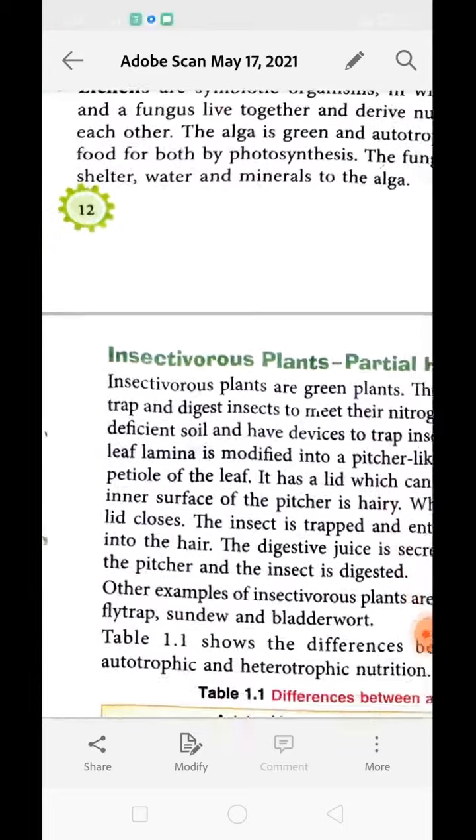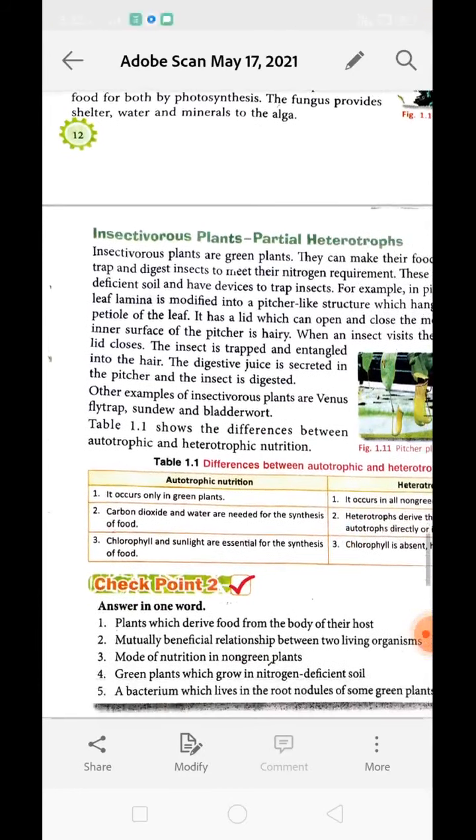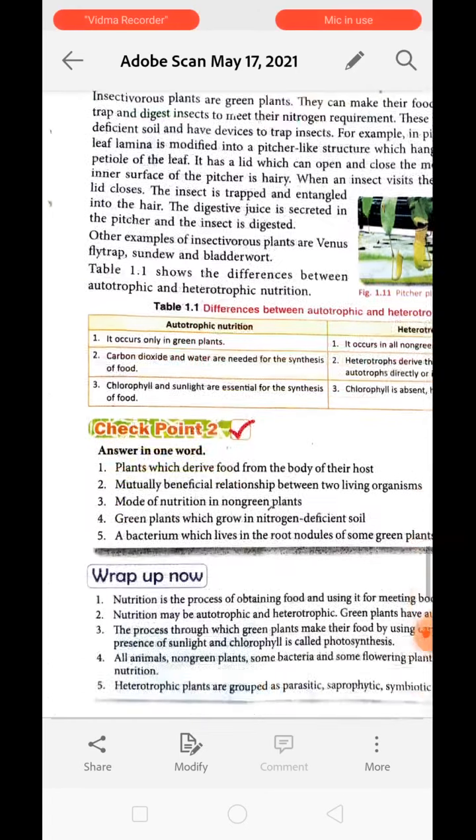The alga is green and autotroph. It makes food for both by photosynthesis. The fungus provides shelter, water and mineral to the alga. The first 3 lines of the screen right now are your answer.